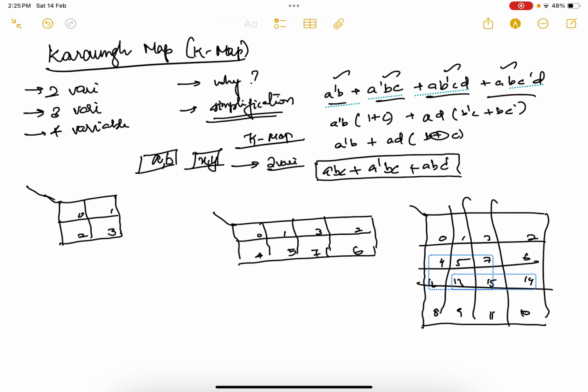That is, after your 0 and 1, why is the number 3 coming before your 2? Similarly here also, after your 6, why are we shifting to number 12? We will see that too. But before going into it, we will start with our 2 variable K map function.